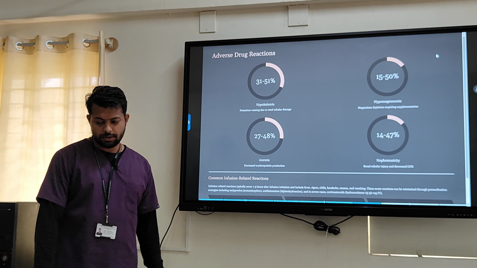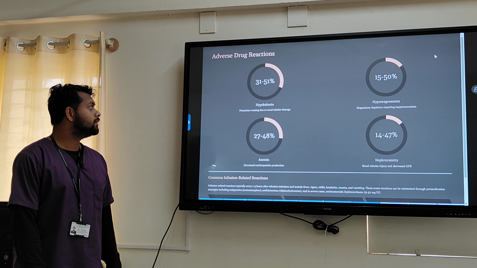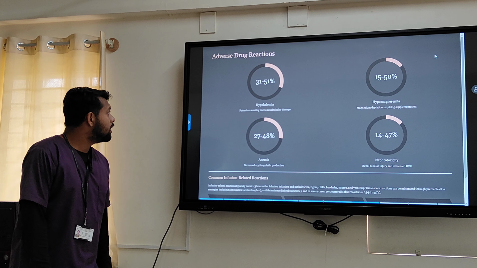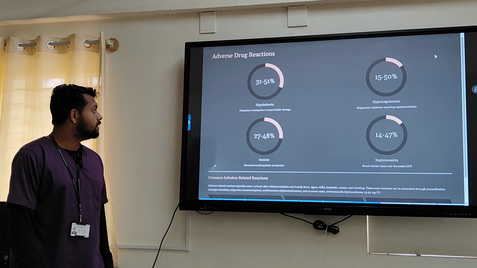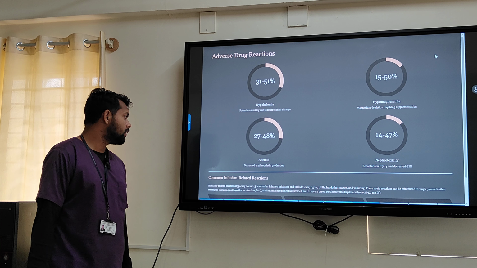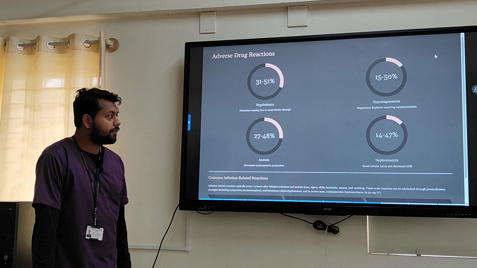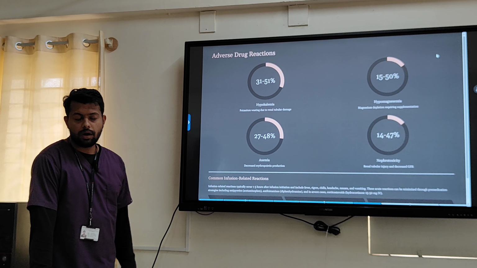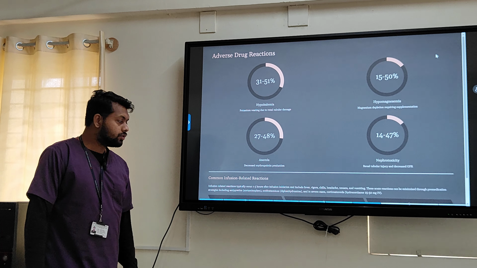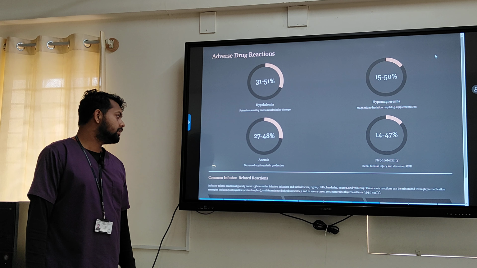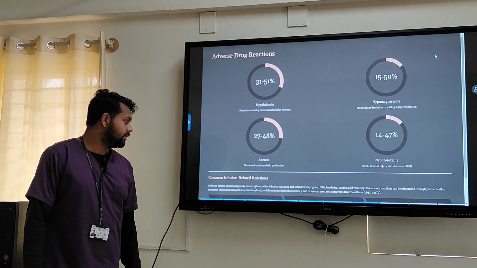Now adverse drug reactions. Hypokalemia is common because of potassium wasting due to renal tubular damage; 31 to 51% of patients face this problem. Then anemia, due to decreased erythropoietin production, then hypomagnesemia, and then nephrotoxicity. Amphotericin B is commonly given as an infusion, so infusion-related reactions typically occur 1 to 3 hours after initiation.